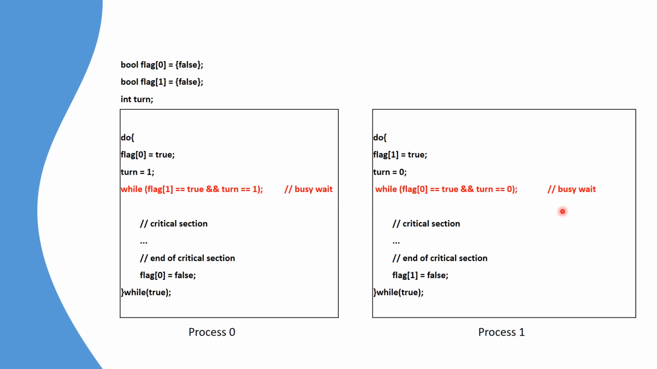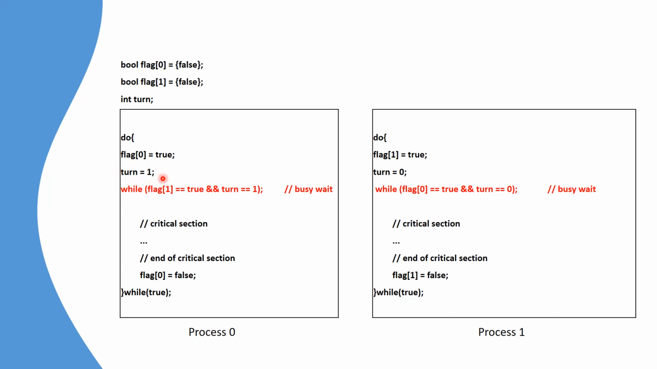So initially for process 0, because process 0 is interested to enter, it has set the value of flag 0 to true. Similarly, process 1 is also interested to enter, so the value of flag is set to true for process 1. Now in the second step, process 0 gives a chance to the other process, that is in this case process 1, by setting the turn value to 1.